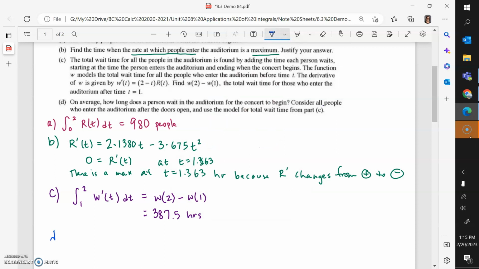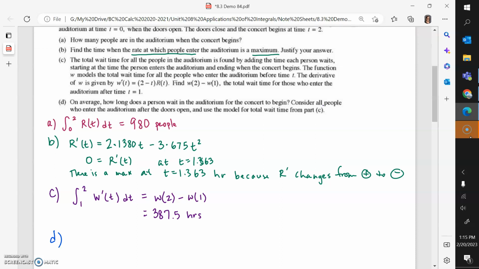So part D says, on average, how long does a person wait in the auditorium for the concert to begin? Consider all people who enter the auditorium after the doors open. So that's going to be t equals 0. And use the model for total wait time from part C. So we're going to do the same idea that we did from part C, but this time we're going to go from 0 to 2. And that would give us the total wait time for everybody. And then we're going to divide that answer by 980 people so that we can get the wait time per person. And that would give us hours per person.